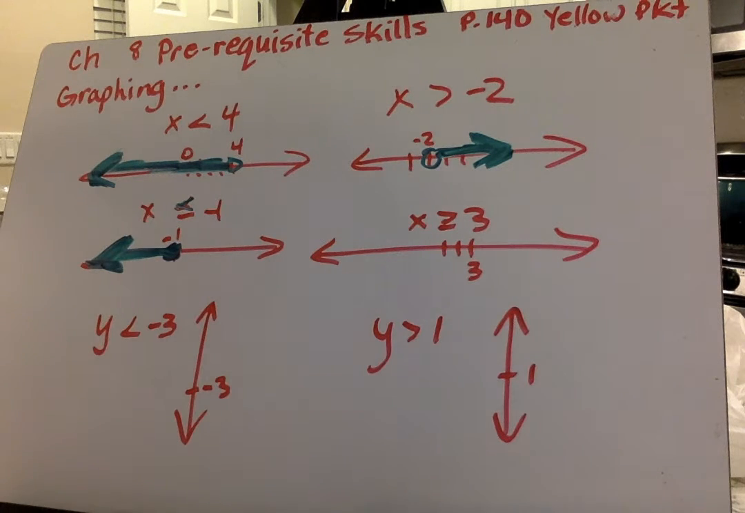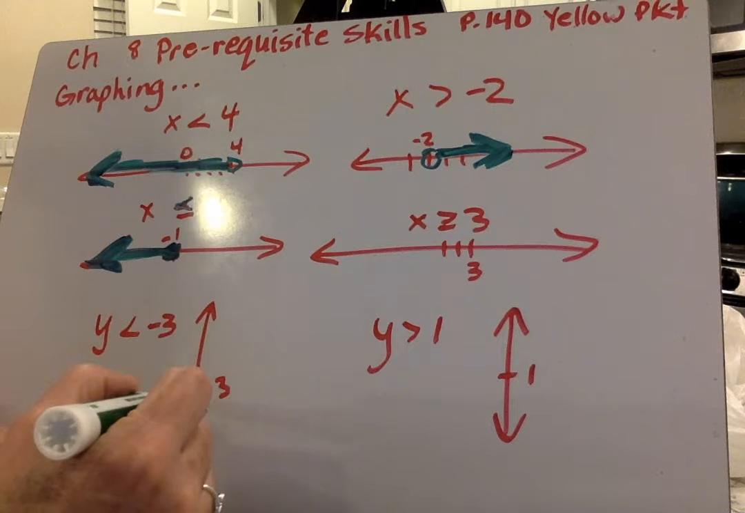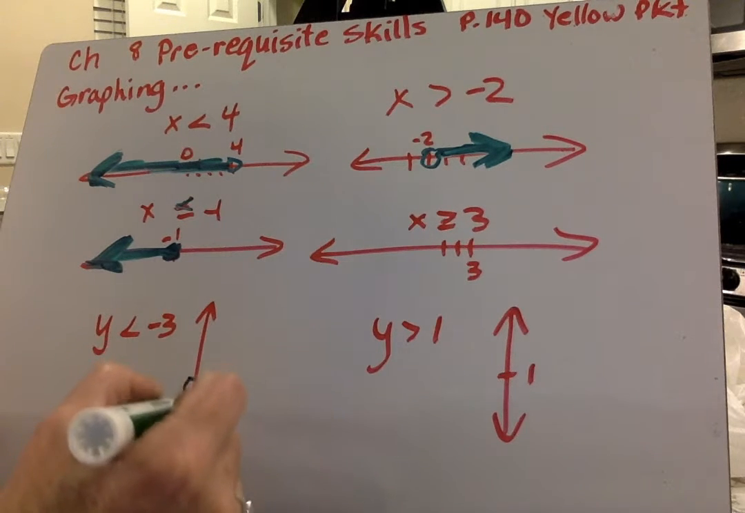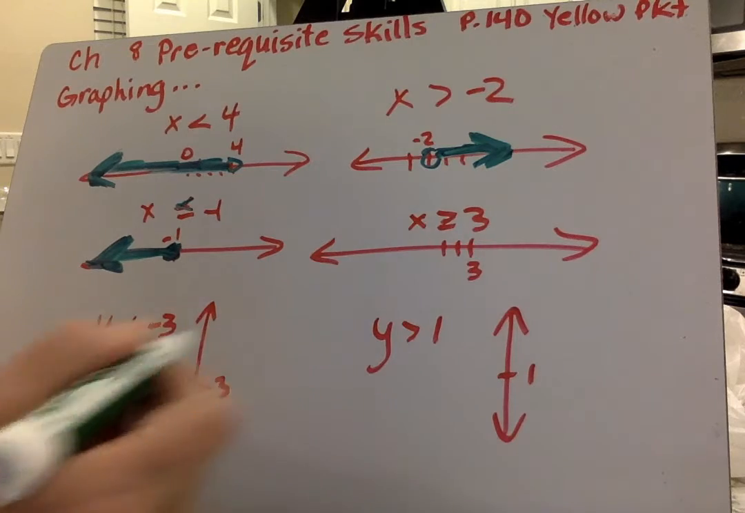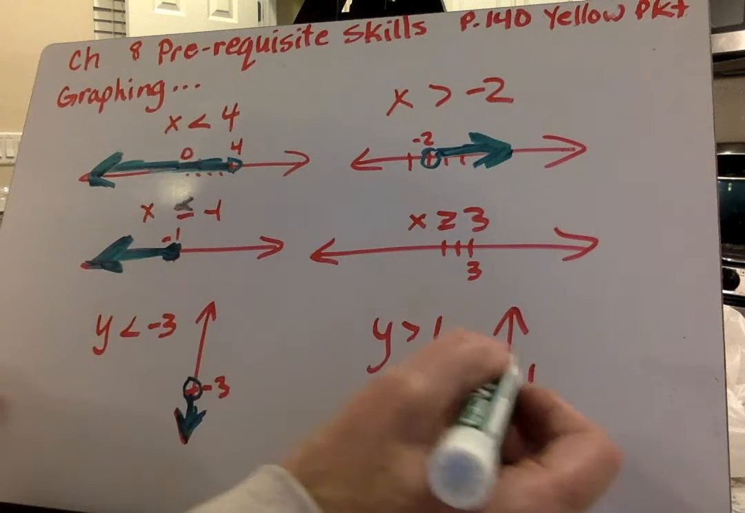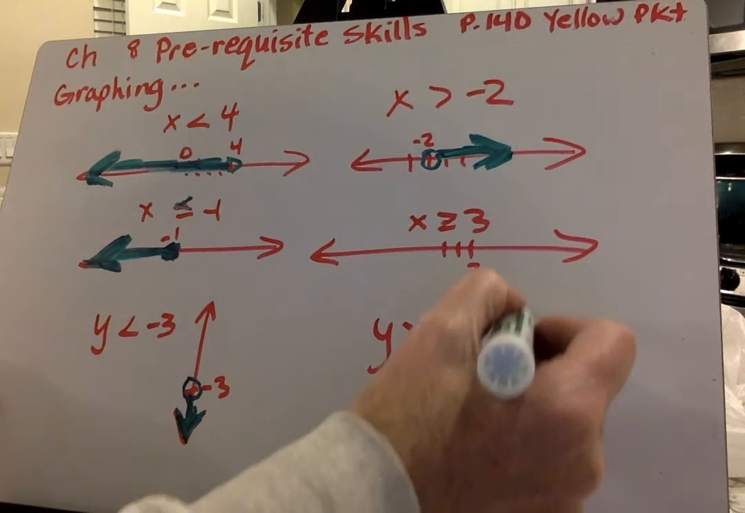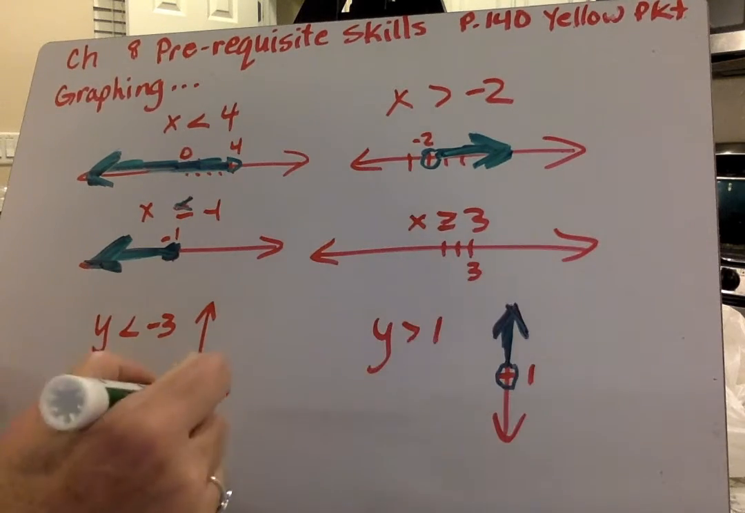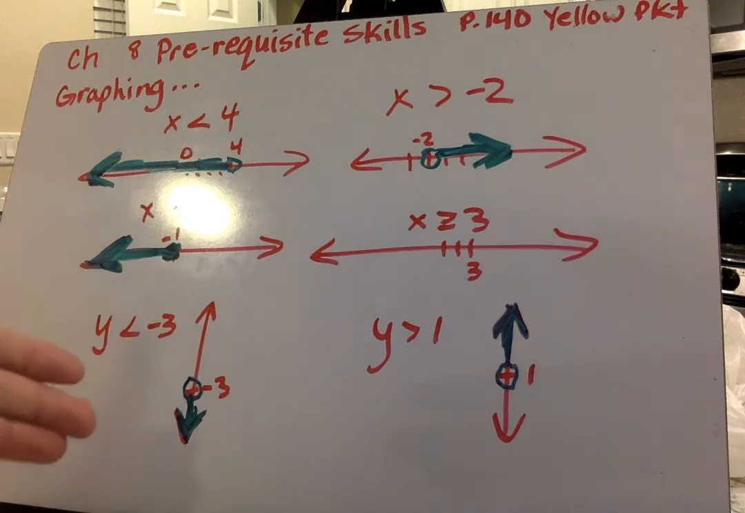Next, we go on to where it's y. Y just means it's going to be a vertical line this way. Y is less than -3 will be an open dot at -3, and then you'll be shading down this way. And then y is greater than 1, open dot this way. Greater than is going up, less than is going down. And I'll let you do those other two on the y-axis.